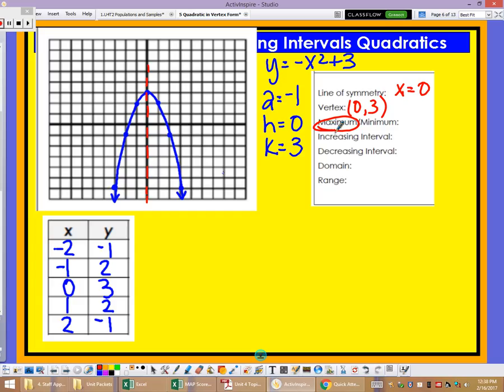What's my domain going to be? All real numbers. I use this symbol. You can also do it the other way: negative infinity to positive infinity. All right. My range. Again, do I have a maximum or a minimum? I have a maximum. So are all of my y values greater than or less than that? Less than. So my y values are less than or equal to my maximum, which was 3. If you wrote it the other way, you've written that it goes from negative infinity to positive 3. You always do them in least to greatest.